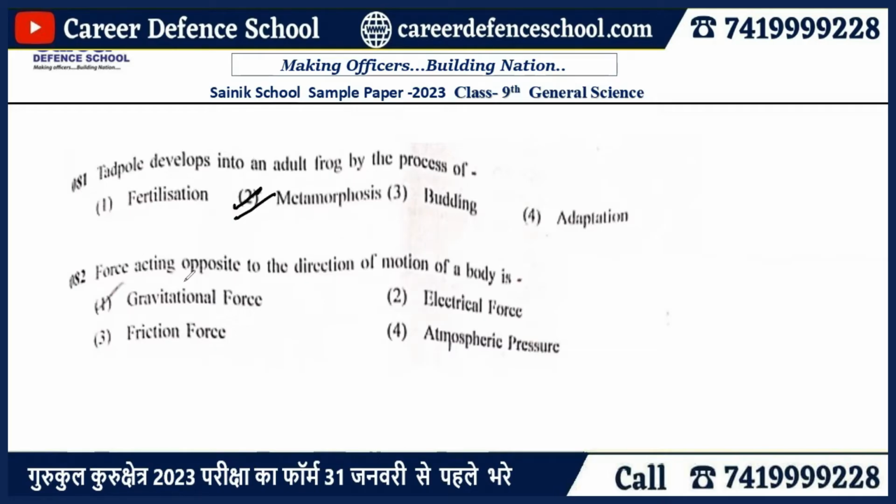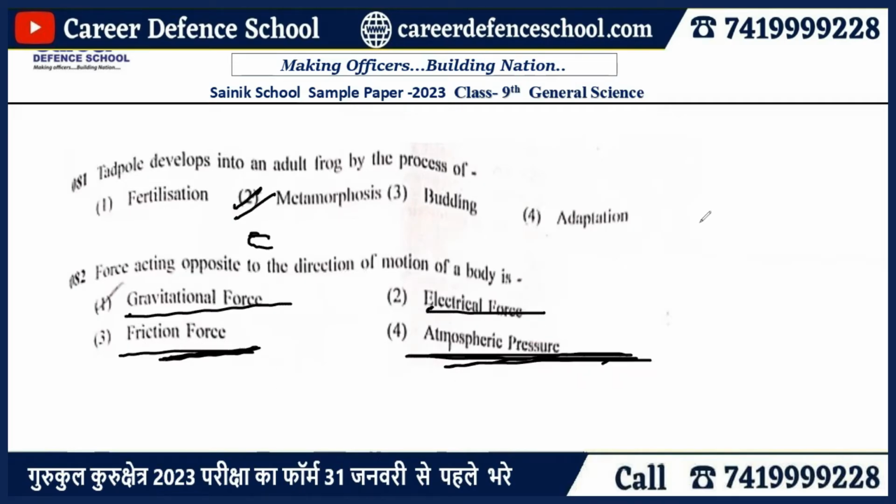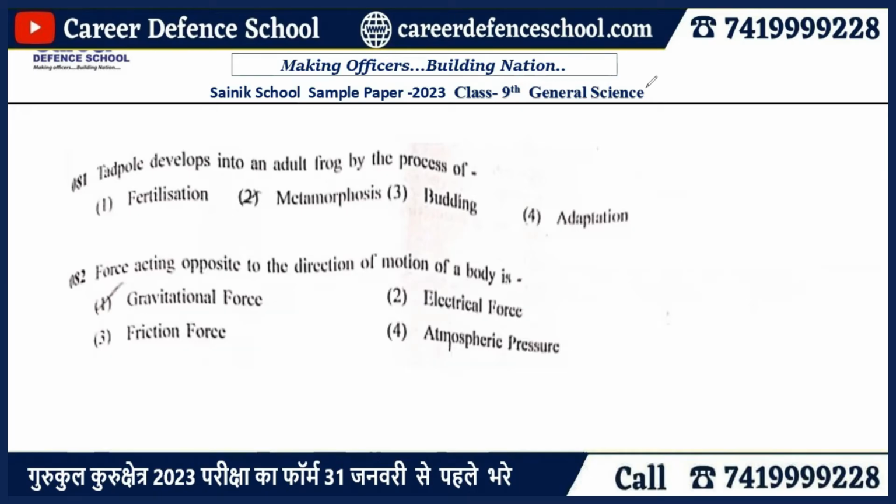82. A force acting opposite to the direction of motion of a body is called the opposing force. Which one would it be? First option is gravitational force, second is electrical force, third is frictional force, fourth is atmospheric force. When we are moving, some force acts on us in the opposite direction, and that is called frictional force. So the correct option for this question is the third option, that is frictional force.